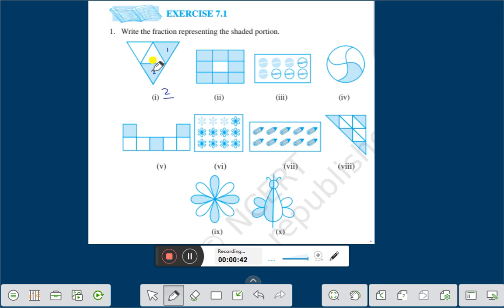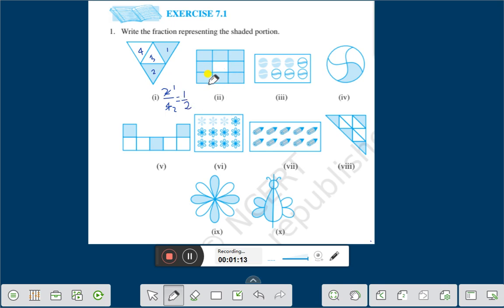And how many total parts are there? Total parts: 1, 2, 3, and 4. There are 4 parts out of which 2 are shaded. Therefore, it will be 2 by 4, right? If we change it into the lowest term, 2 times 1 is 2 and 2 times 2 is 4, then it comes to 1 by 2.